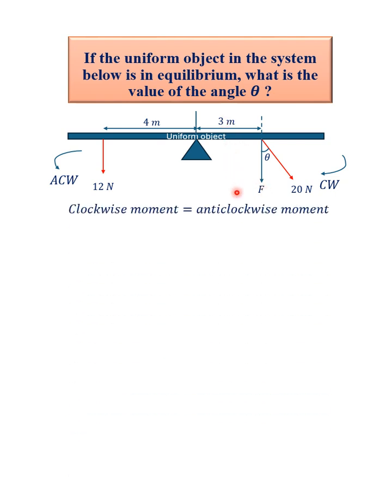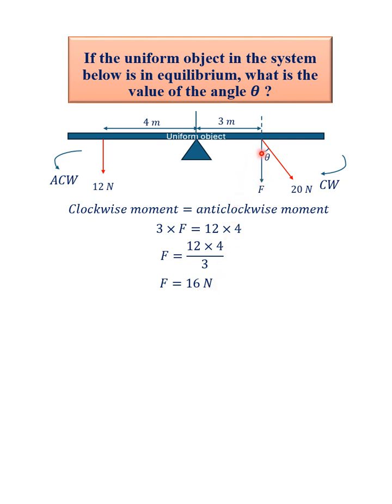Now, let's recall that the clockwise moment is equal to the anti-clockwise moment. For the clockwise moment, we have force F times the distance 3. That becomes 3 times F. While for the anti-clockwise moment, we have 12 times 4. To obtain F, we divide both sides by 3, so that F will be equal to 12 times 4 divided by 3. If you do this simple arithmetic, you have that F is equal to 16 Newton.